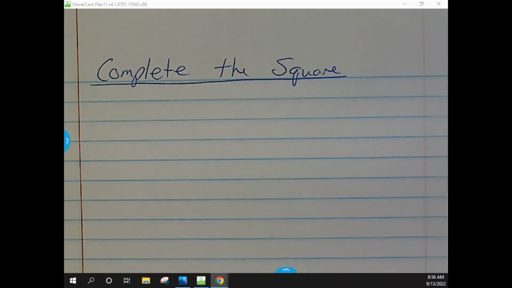All right, and there's basically two different types of completing the square. The one we're going to do here is we're going to complete the square, but you're going to just find the C term.